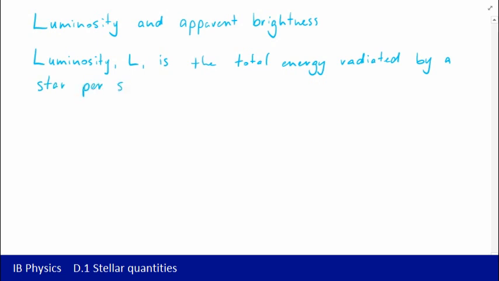And if you think about that, if it's energy per second, that's the same as power in a sense. And so as a result, luminosity is measured in watts.